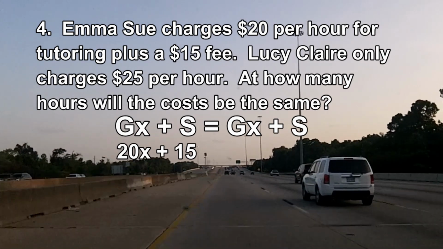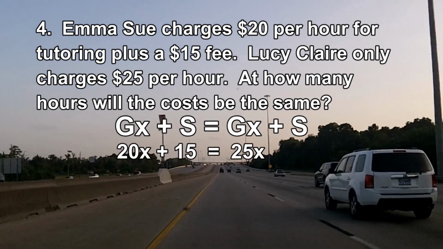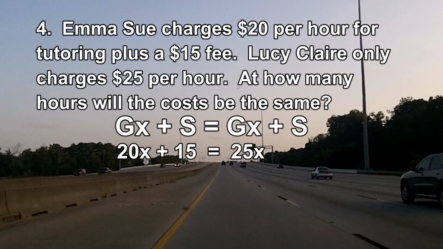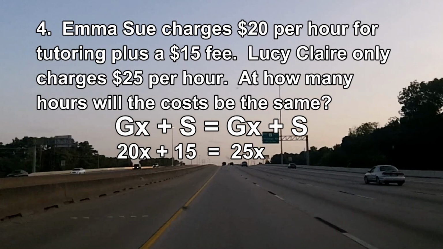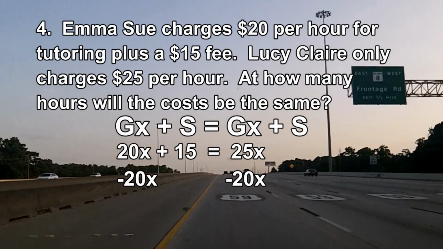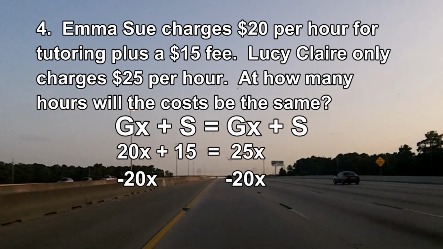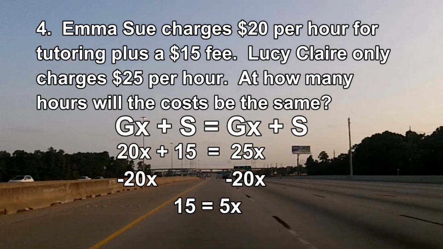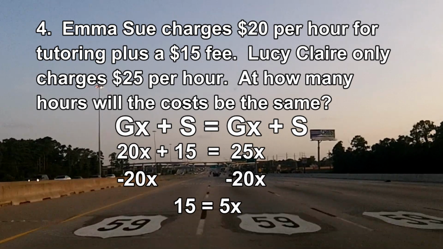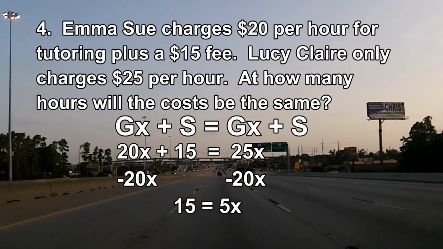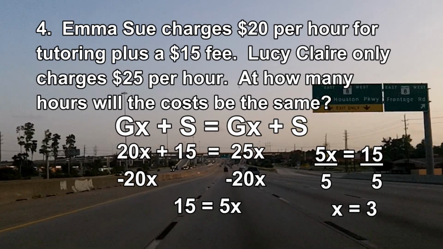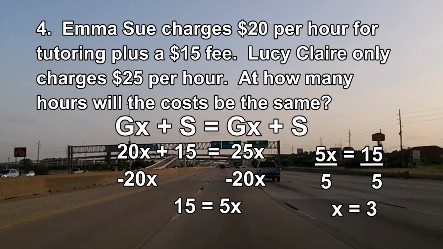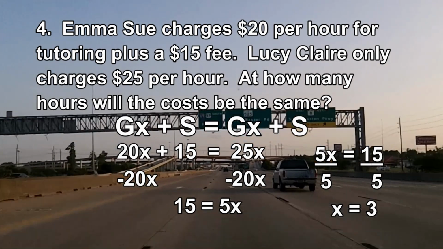Meanwhile, Lucy Claire has a growing number of 25 but has no starting fee. So her equation would be 25x. That means 20x plus 15 would equal 25x. To solve this equation, we need to move the quantity of 20x to the right. So we'll subtract 20x from the left side and the right side. That will give us an answer of 15 equal 5x. Now we have 5x equal 15. The next step would be to divide by 5. 15 divided by 5 would be 3. That means at 3 hours, the cost for Emma Sue and Lucy Claire would be the same.